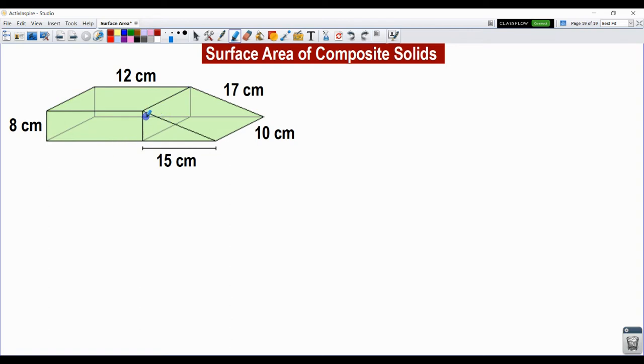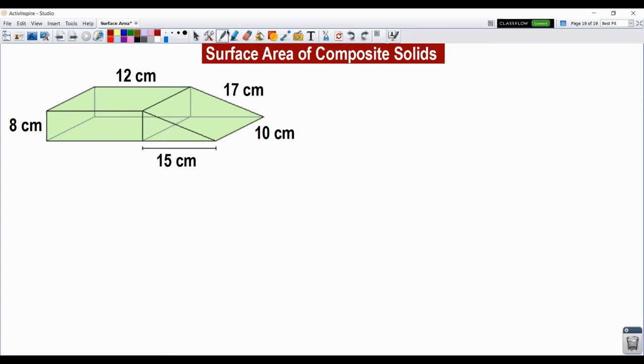Now let's look at the right side of our composite solid. I can clearly see a right triangle in the front and the same right triangle in the back. And these two right triangles are connected in between by a bunch of rectangles. That makes this a triangular prism. So I have a rectangular prism and a triangular prism connected to make one composite solid.